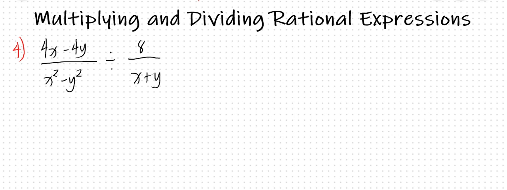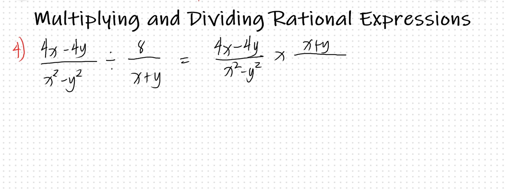Another example, 4x minus 4y all over x squared minus y squared divided by 8 all over x plus y. So, this time, take the reciprocal of the divisor. Again, just simply copy the dividend of 4x minus 4y all over x squared minus y squared. Multiply and then get the reciprocal of the divisor, which is 8 over x plus y. So, magiging x plus y all over 8. Okay? And then, perform multiplication.